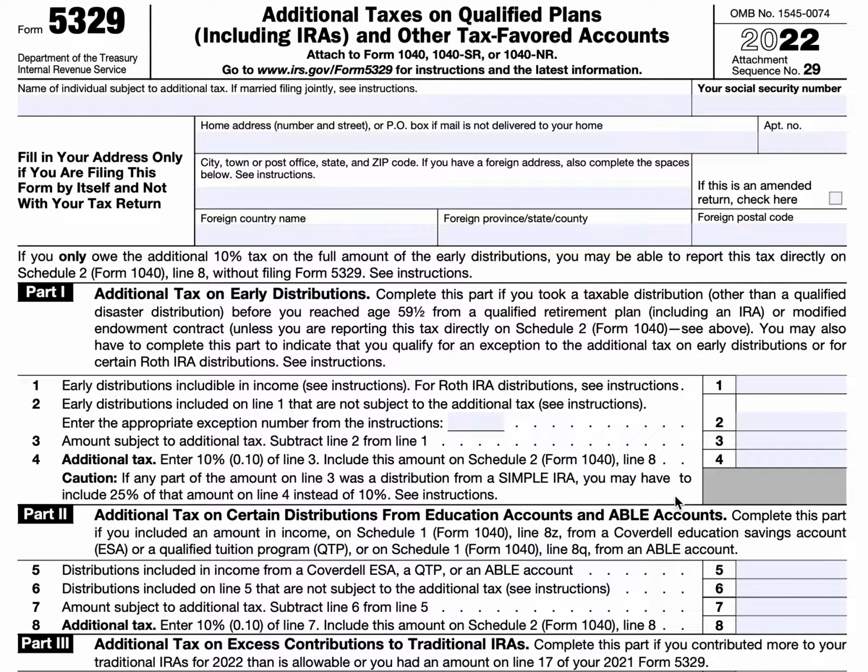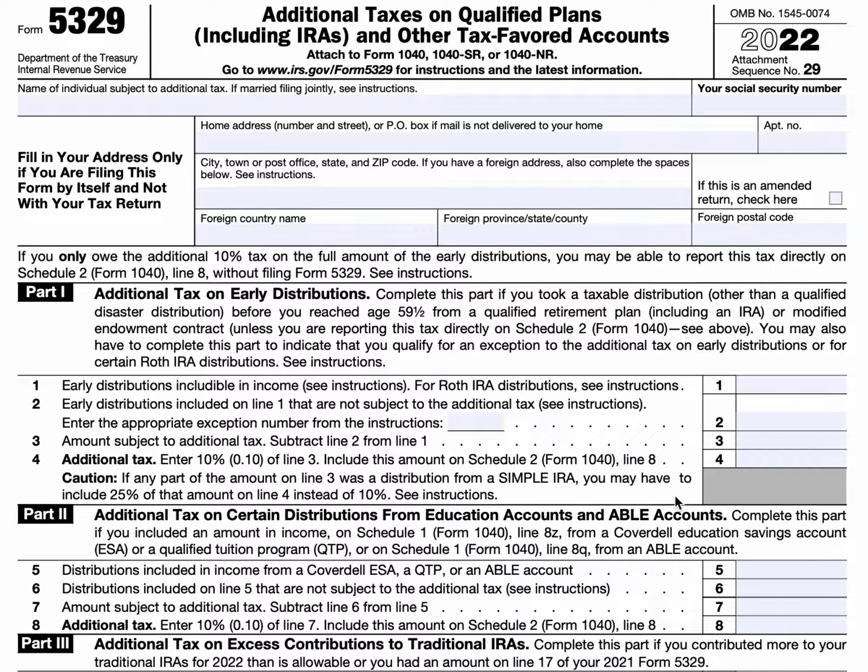New for tax year 2022, the exception to the 10% additional tax for early distributions has been expanded to include additional distributions to qualified public safety employees after separation from service on or after December 30th, 2022. For more information, please refer to the form instructions.